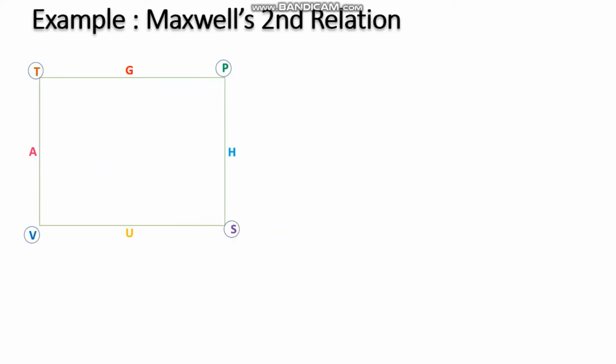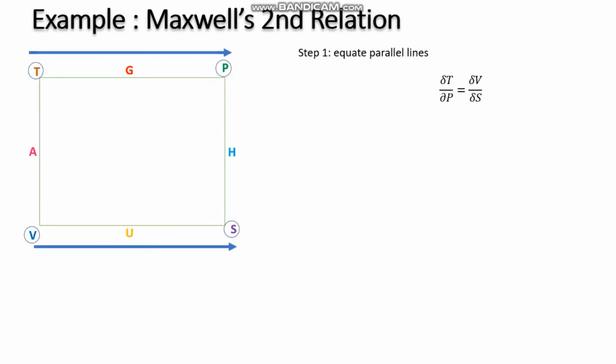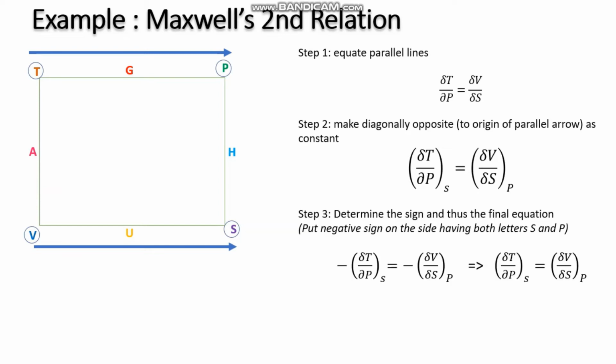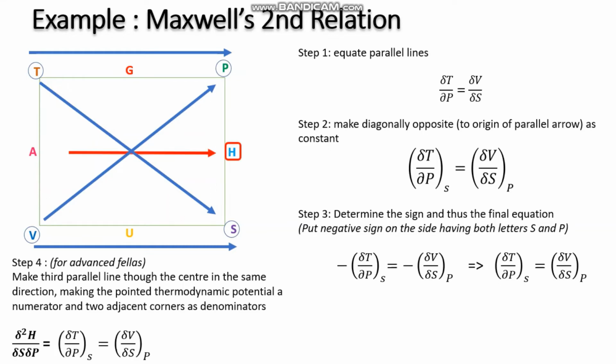Going to the next, Maxwell's second equation. Step 1, equate parallel lines. Del T by del P is equal to del V by del S. Step 2, make the diagonally opposite of the origin of the parallel arrow constant. Del T by del P with constant S is equal to del V by del S with constant P. Step 3, determine the sign and thus the final equation. Put a negative sign on the side having both letters S and P, so we will put a minus sign on both sides, thus cancelling minus signs, we get all terms positive.